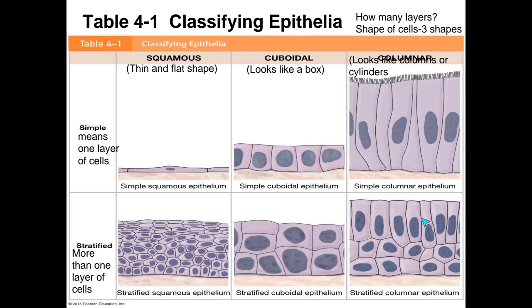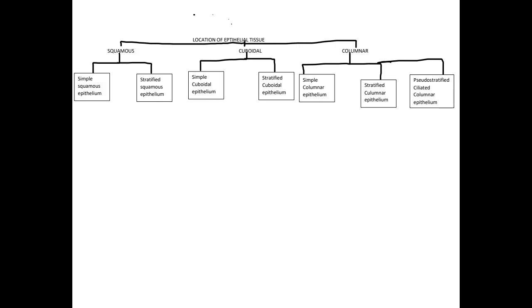Now we talk about where we find these tissues. You're going to need to know where we find these tissues, and this is where I will use a flowchart, and you can copy this flowchart, but make sure you know the location of these tissues. I put them in categories here, so they're easier to see: squamous, cuboidal, and then columnar.